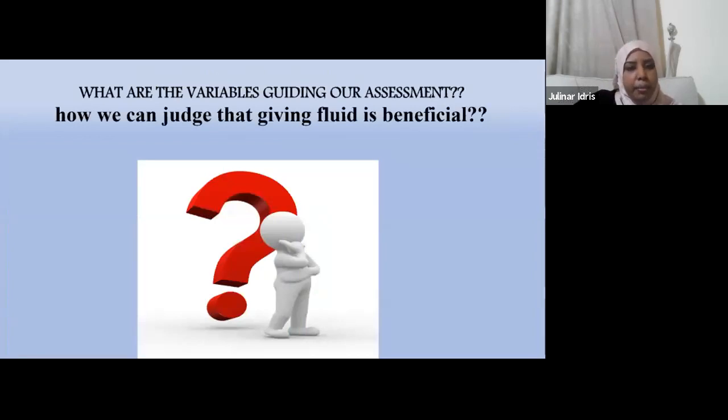So what are the variables guiding our assessment, and how can we judge that giving fluid is beneficial? Typically, what we teach our staff is that we evaluate our patient based on clinical data and laboratory factors. If we look at all these factors in the next few slides, you will realize that there is no particular factor that you can base your decision on in isolation of other factors.